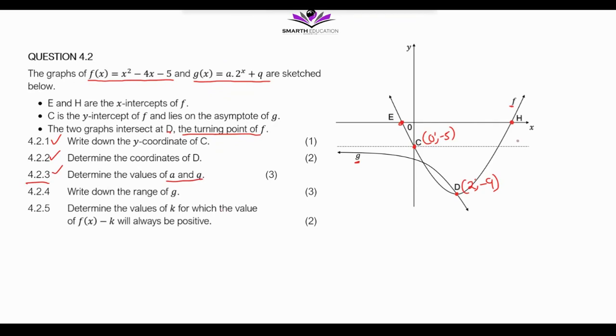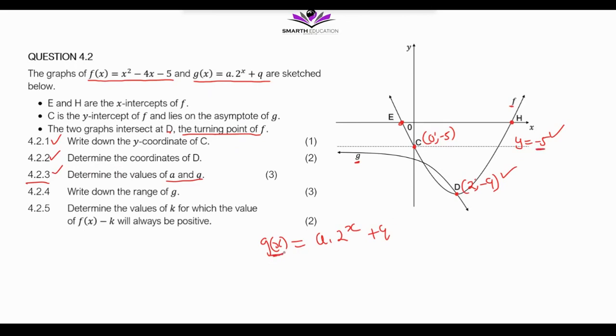This is the asymptote of g, so it means y is equal to -5, and then point D is on g of x. So we have the asymptote and a point on the graph. We can use these two to find the equation of g of x. So we have g of x is equal to a times 2 to the power x plus q. Then our q is -5 from the asymptote there.